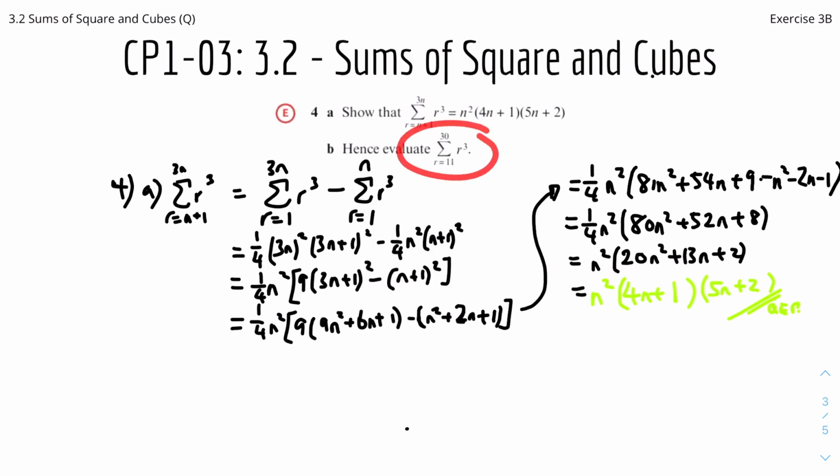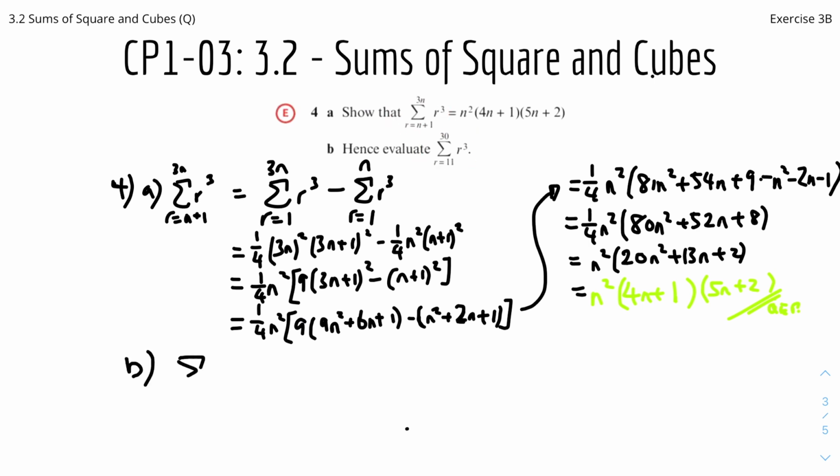hence evaluate the sum of r cubed from r equals 11 to 30. So what we would do normally is split this into two different sum expressions, because the bottom isn't 1. But in this case, it'll be a bit different, because we're given this expression right here, and we need to use this expression to relate to this expression right here. So let me just write it out.